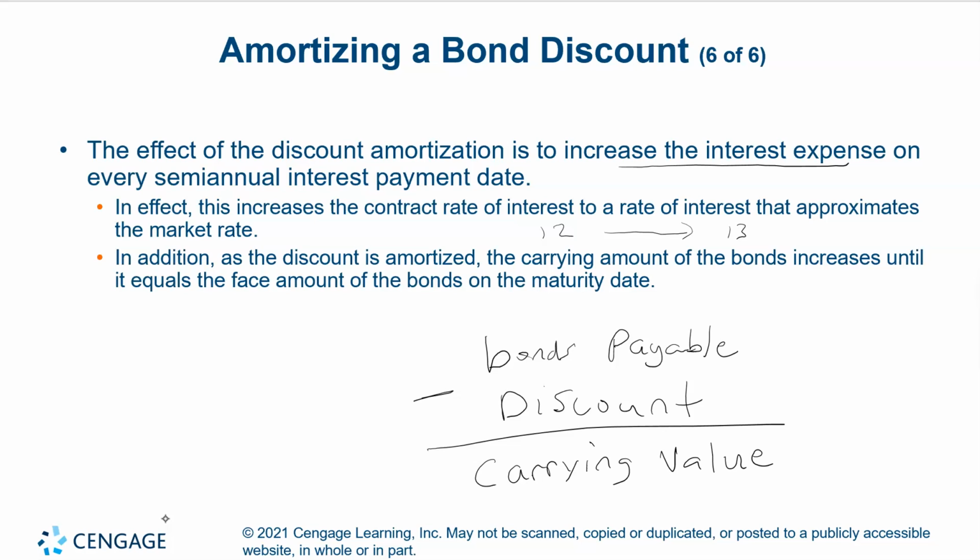So at first your carrying value is lower than what it needs to be at maturity date. But throughout the life of the bond, you are slowly getting rid of this discount amount. Every time you amortize it, you're getting it down further till eventually it equals 0 and your carrying value is equal to what you need to pay back for your bond. Because you always pay back face value of the bond, so then bonds payable minus nothing equals bonds payable. That's what you need to pay back.